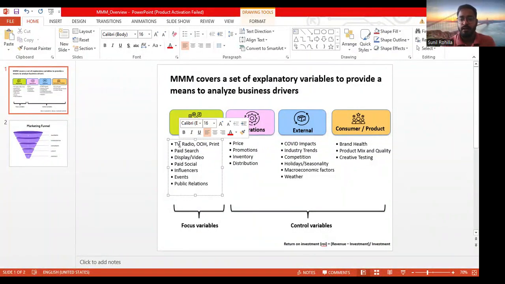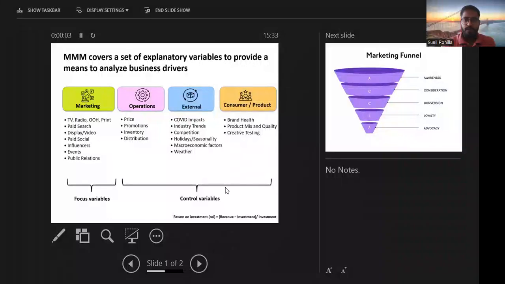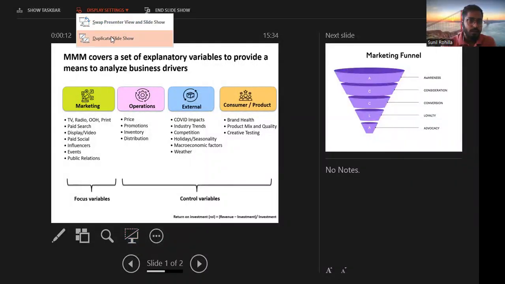Like they can let me put this in presentation mode. Yeah. So settings. Yeah.